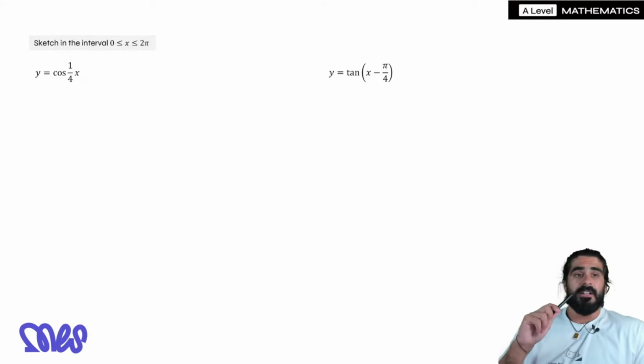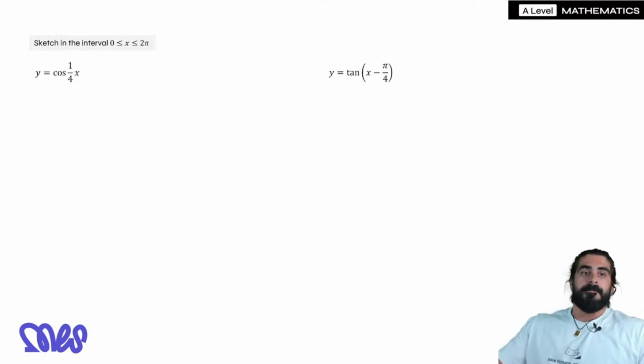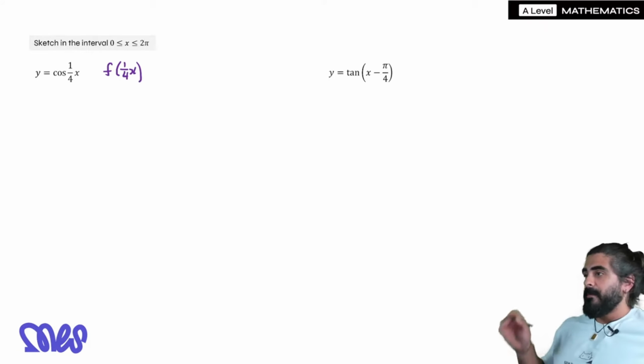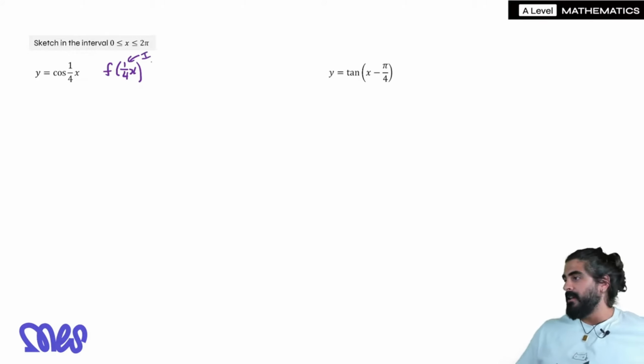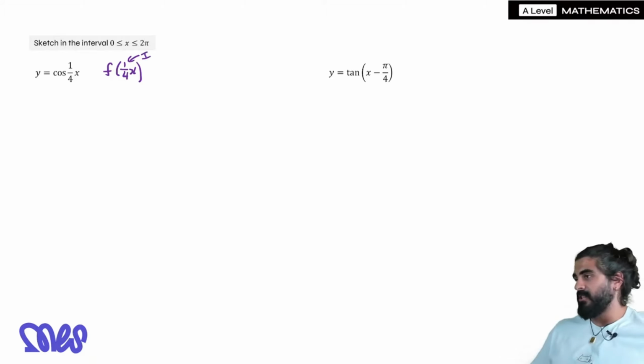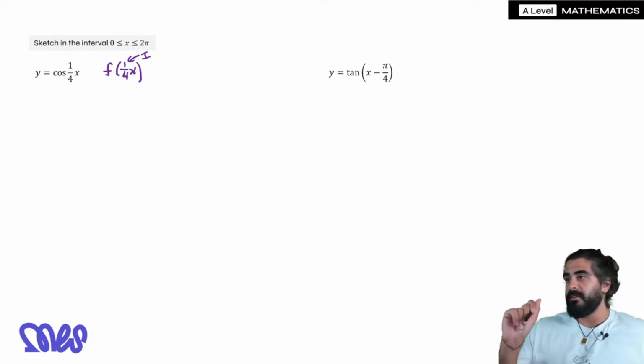It's really quick. So y equals cos of 1/4 x. Now the basic idea here is f of 1/4 x. If you remember from year 12, whatever's inside the bracket, we call that the input, right? We call that the input. So it's a stretch. Anything to do with the input does the opposite of what you think. So even though it says 1/4, you're actually multiplying it by 4.